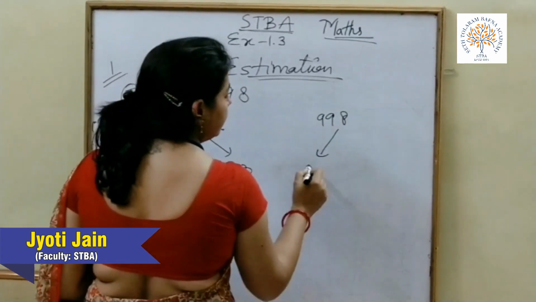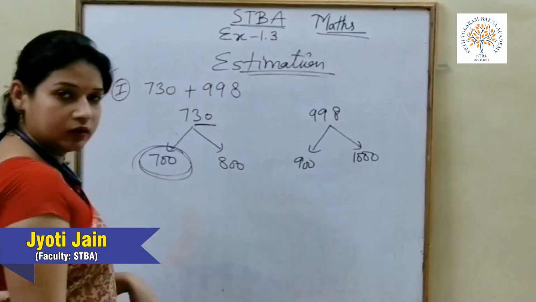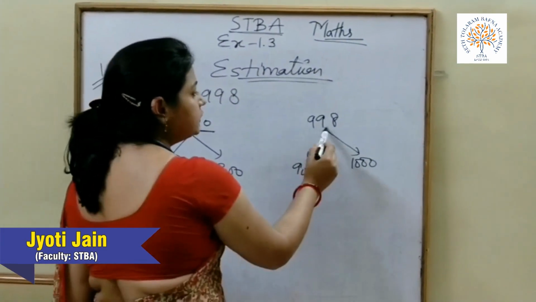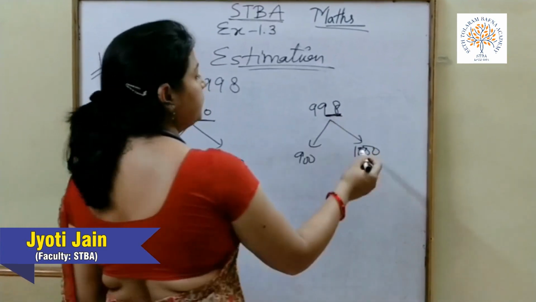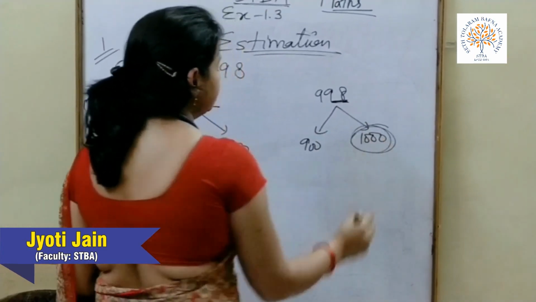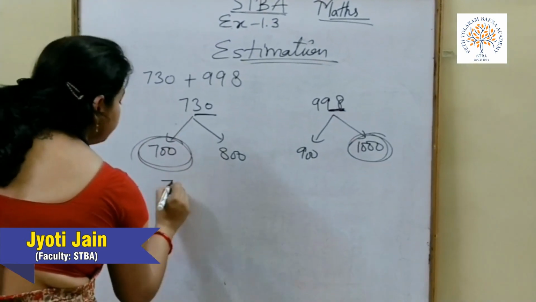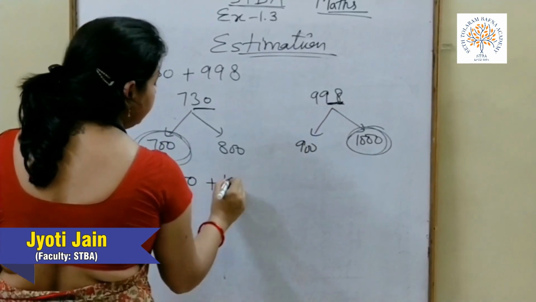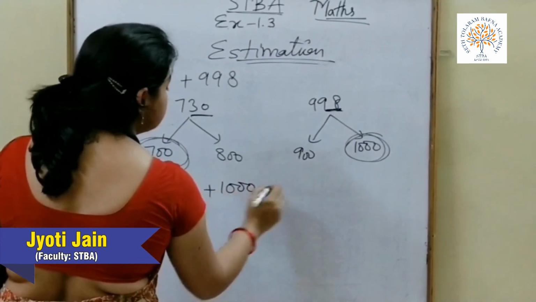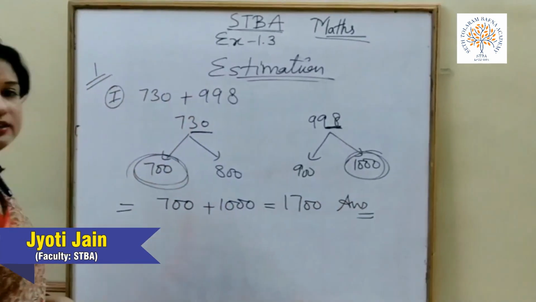And here is 900 and 1000. See, the last two digits here are 98. It is greater than 50, so it will be converted into 1000 here. So add them. The estimated value of 730 will be 700 and the estimated value of 998 will be 1000. So our answer is 700. This is the first one.